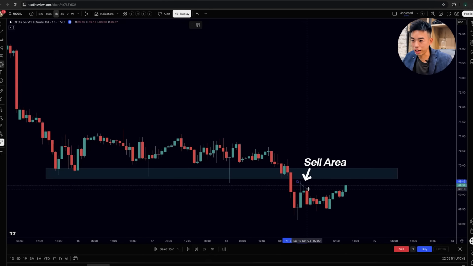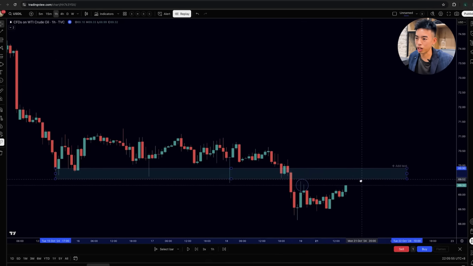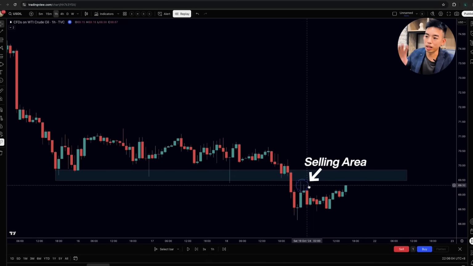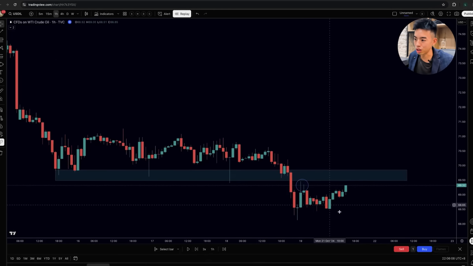Sells are happening at this area. Well, we clearly know that because now this area has become our resistance. So anything that comes to a resistance is probably gonna be an area to sell. So now that this area here is a selling area, and we have proof of that because we see sell happening here, I want to show you what happens next.